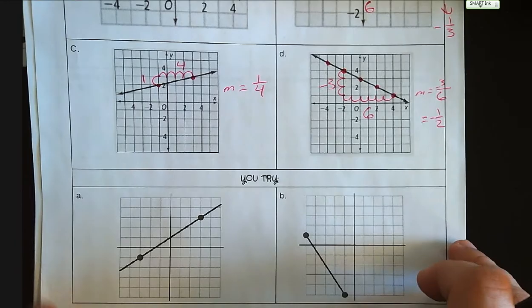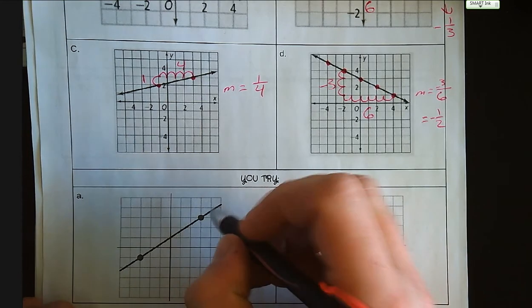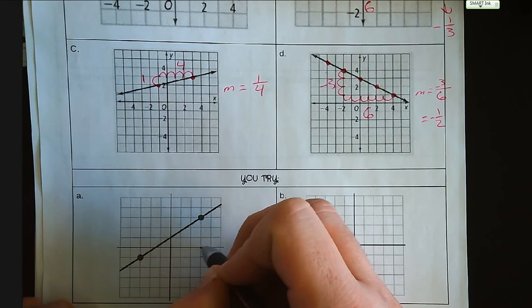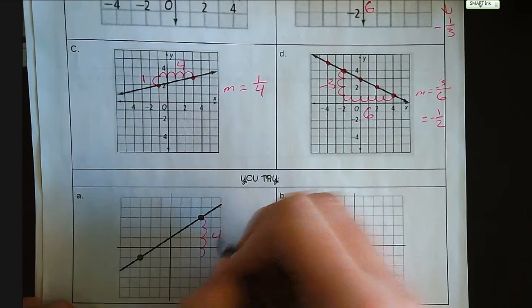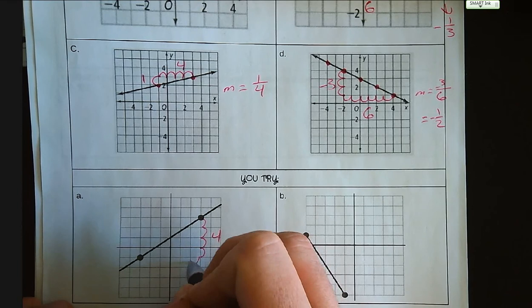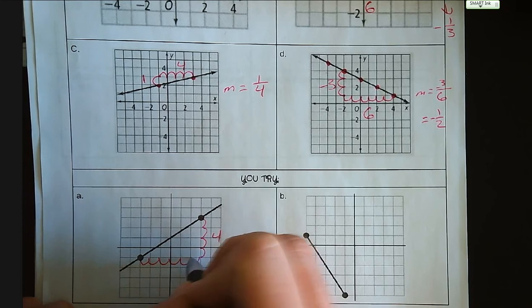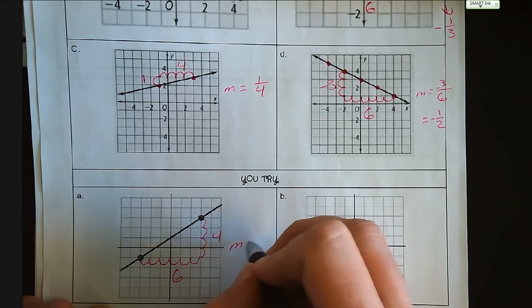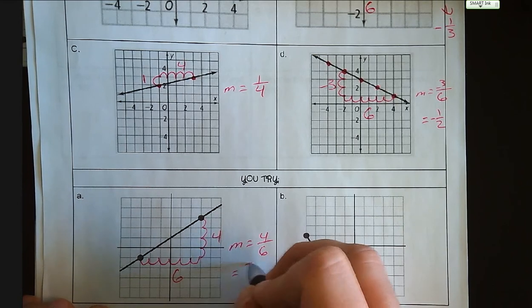All right, so letter A, we are going up, and we need to count our hops. We're going up 1, 2, 3, 4. And we are going to the right. 1, 2, 3, 4, 5, 6. All right, so we have 4 over 6, which can be reduced to 2/3.